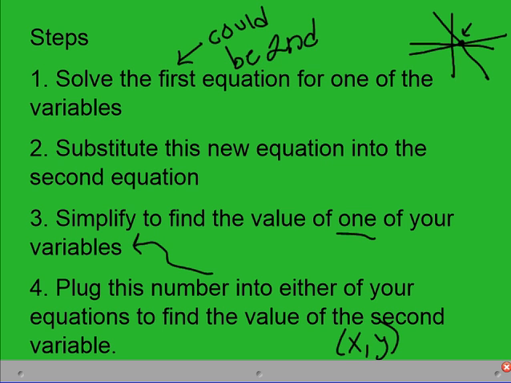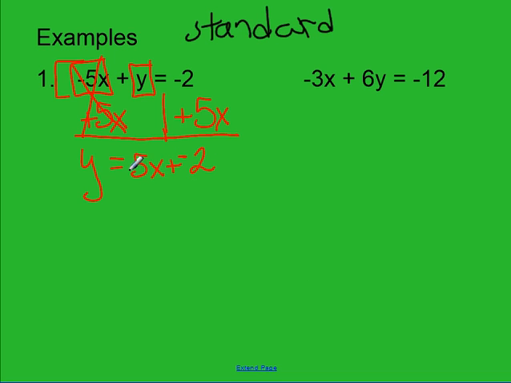Now, the second step, substitute this new equation into your second equation, your other equation. Let's look at what that actually means. I am going to take this, 5x plus negative 2, and my solving here has told me that that is what y equals. Y is 5x plus negative 2.